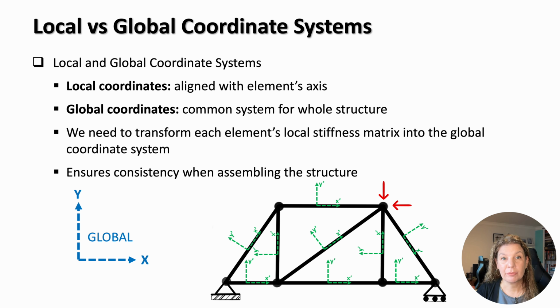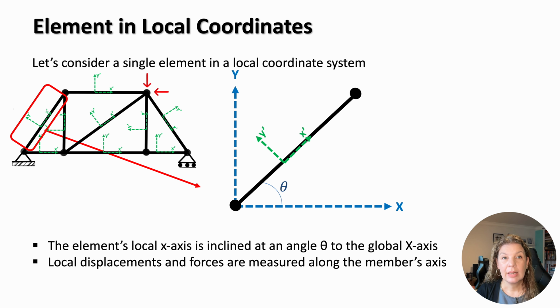If we look at the truss from before, the global coordinate system is the XY system shown here. However, if we look closely at the diagonal members, its local coordinates are aligned along the axis of that member, not along the global axes. This transformation step ensures that all elements, whether horizontal, vertical, or diagonal, are described consistently. Only when they are expressed in the same global system can they be assembled together into one global stiffness matrix for the whole structure. Let's look more closely at a single element in the truss.